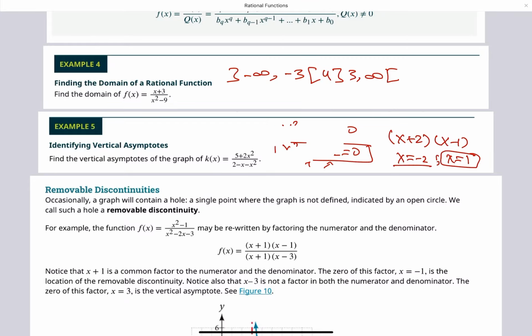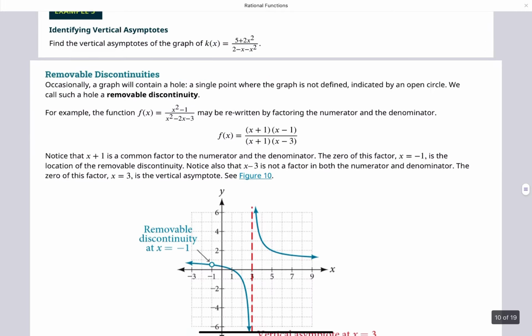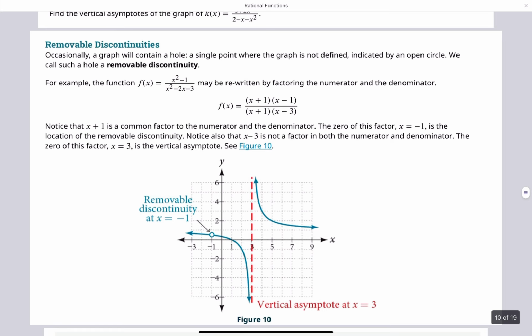Now, what else do we have? Okay, we have removable discontinuities, which are basically factors that are present both in the numerator and the denominator. So in this case, occasionally a graph will contain a hole, which is this point. As you can tell, it's a hole.